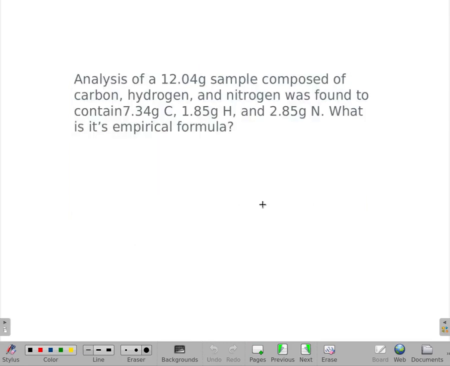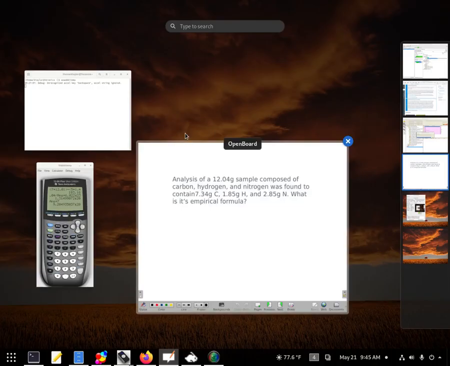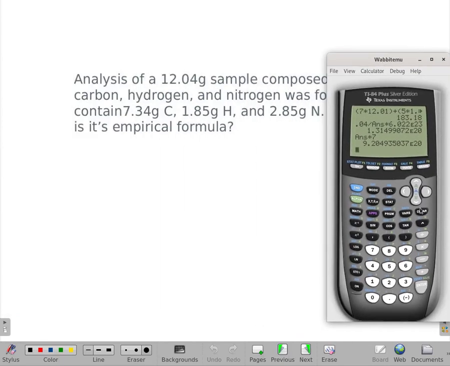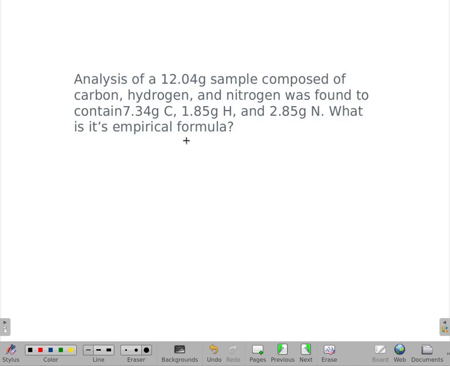All right, we're going to see that with this sample right here. I have something that has carbon, hydrogen, and nitrogen in it, and we want to get the empirical formula. And the first thing we're going to do, see how it gives me a mass of 12.04? We want to just make sure all 3 of these numbers add up to 12.04, because that would actually confirm that it is just carbon, hydrogen, and nitrogen. So 7.34 plus 1.85 plus 2.85 gives us 12.04. So that does tell us that carbon, hydrogen, and nitrogen are the only atoms present.